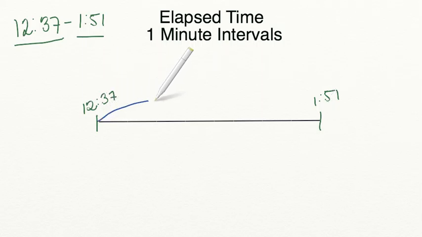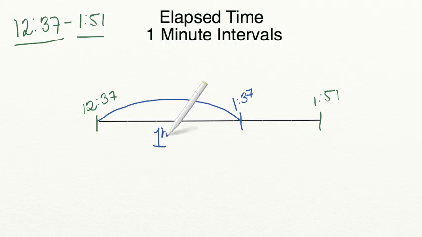So from 12:37 to 1:37, we have one complete hour. And I'm going to make sure that I write down 1:37 so that I don't get confused later. And I'm going to mark 1 hour, making sure I use my units so that I don't get my minutes and hours confused. Now, if I were to move one more complete hour, that would get me to 2:37. But that's past our end time, so now I'm going to start working in smaller increments.